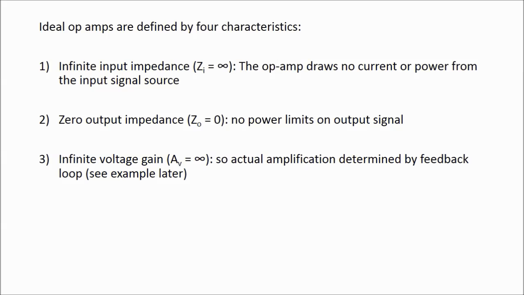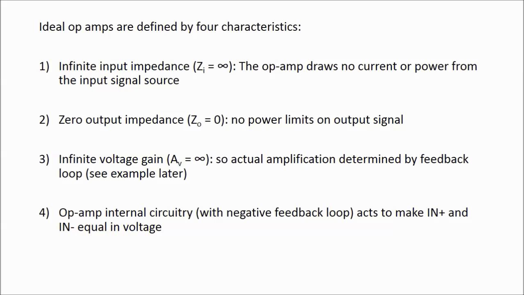The third characteristic is that the op-amp itself has infinite voltage gain. That means that in practice, the amplification of a circuit will be determined by the other circuit elements, in particular a feedback loop, which I will explain later. Okay, the op-amp itself will have infinite voltage gain. We will choose the voltage gain of our circuit by how we connect the op-amp to other things. And then finally, when we use negative feedback, which again I will explain later, the op-amp internal circuitry will act to make the inverting input and the non-inverting input equal in voltage.